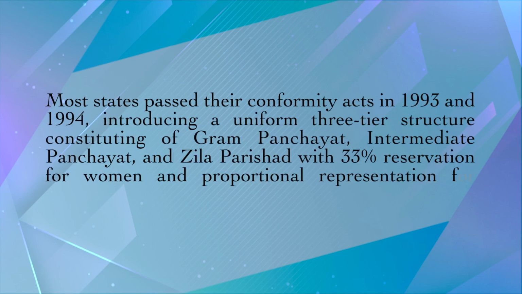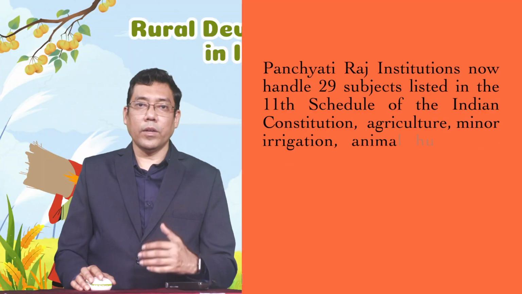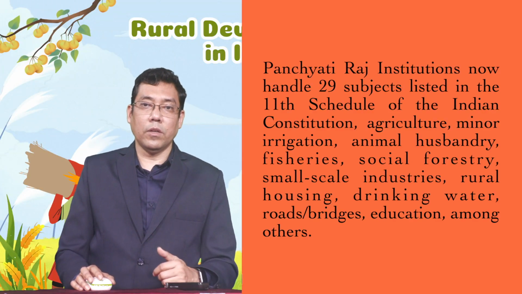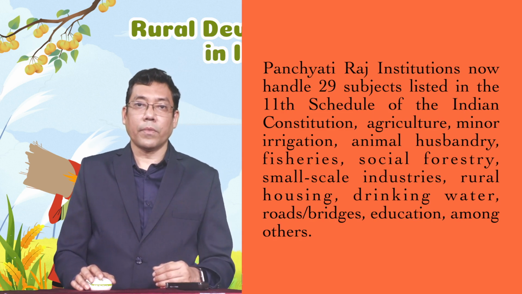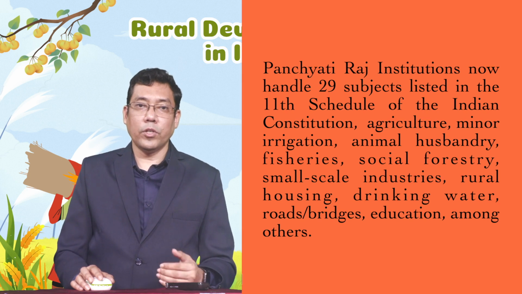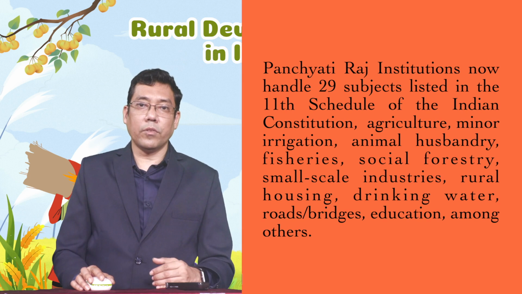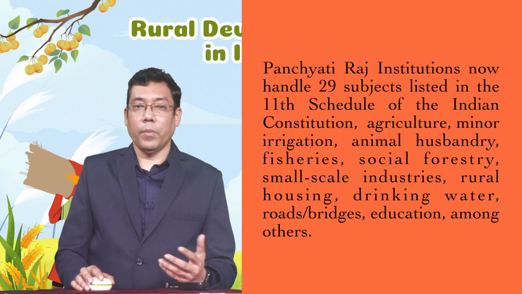Most states passed their conformity acts in 1993 and 1994, introducing a uniform three-tier structure consisting of Gram Panchayats, intermediate panchayats, and Zilla Parishads, with 33% reservation for women and proportional representation for scheduled castes and tribes. Panchayati Raj institutions now handle 29 subjects listed in the 11th schedule of the Indian Constitution, which include subjects like agriculture, minor irrigation, animal husbandry, fisheries, social forestry, small scale industries, rural housing, drinking water, roads, bridges, education, among others.